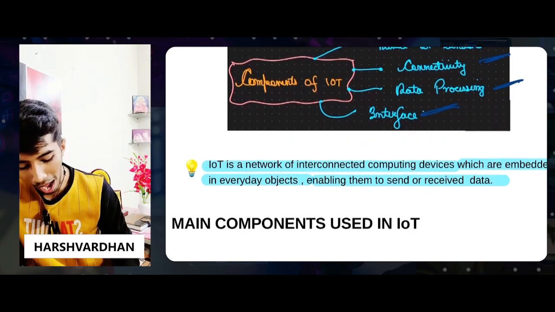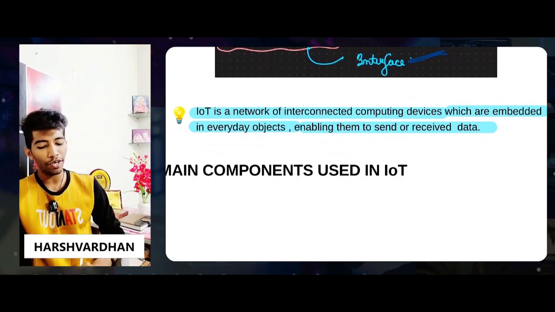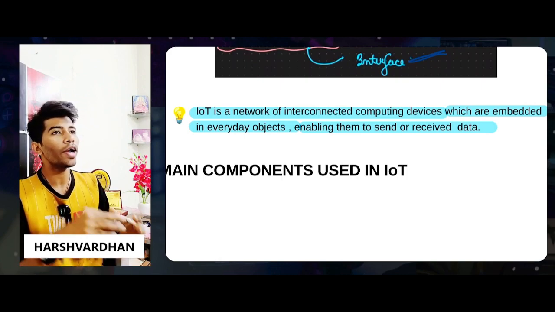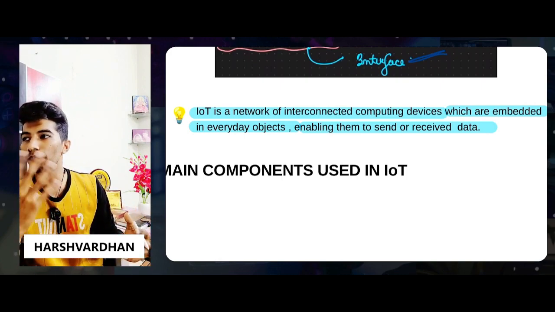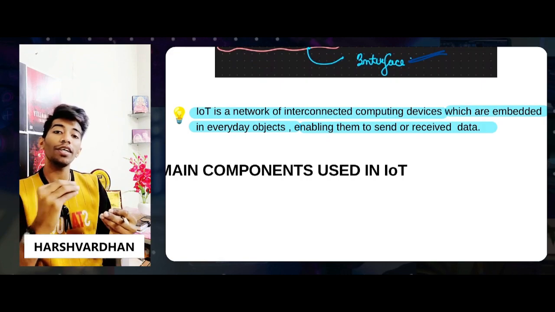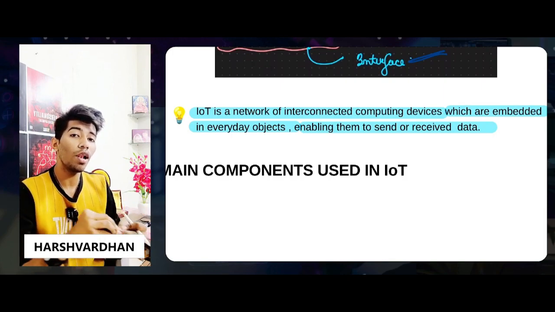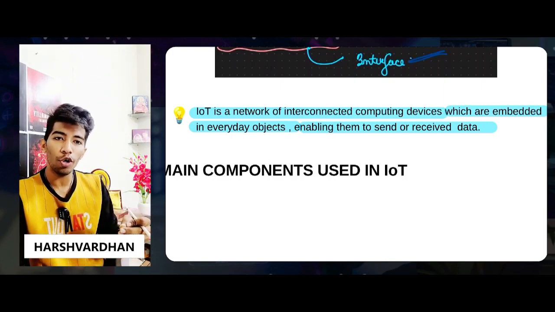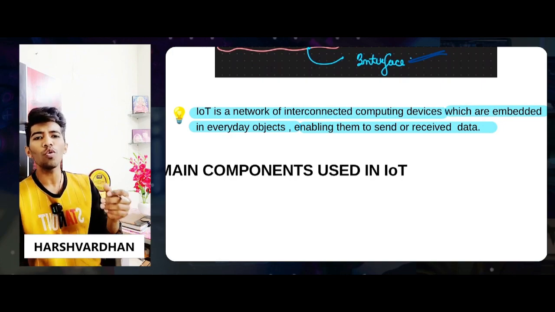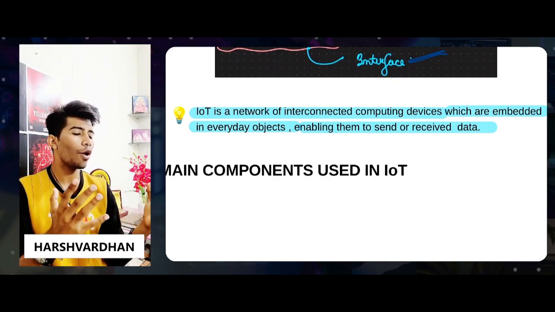IoT is a network of interconnected computing devices which are embedded in everyday objects, enabling them to send and receive data. We all know nowadays, if I take an example of Google Smart Assistant, you will see that it is also using IoT based systems. When you talk about Google, when you talk about Amazon Echo Dot, it is also a masterpiece of IoT. You use Google Assistant in your everyday life. How does it work? They all work by using IoT based systems.